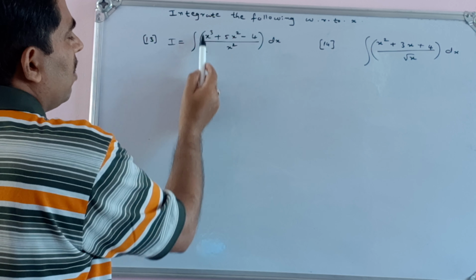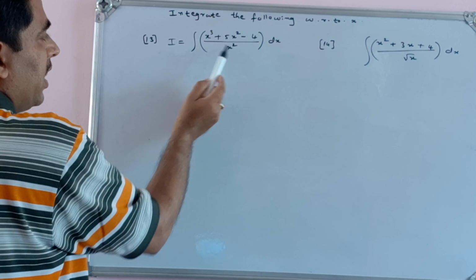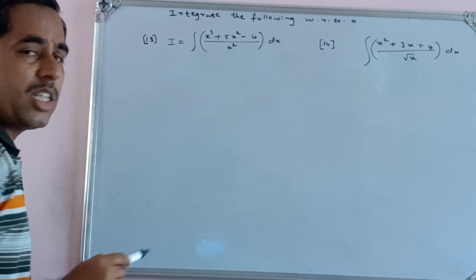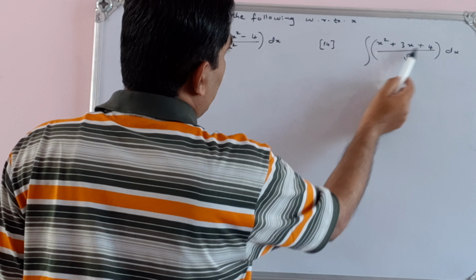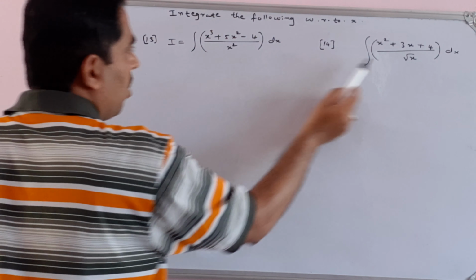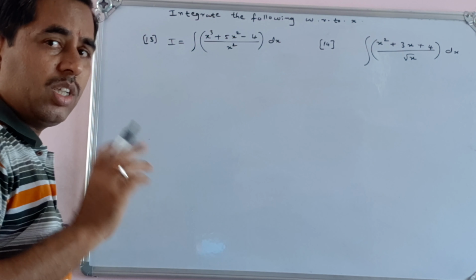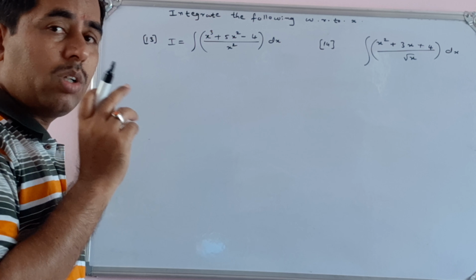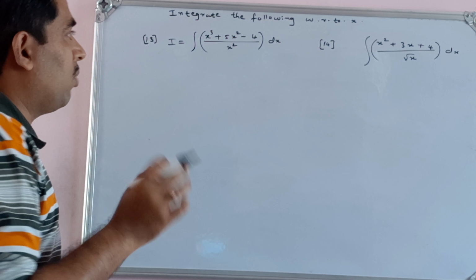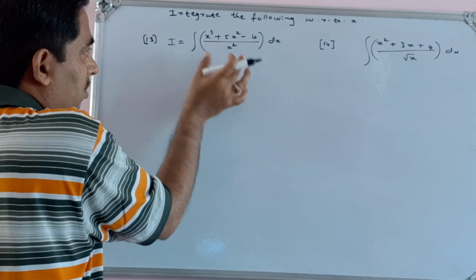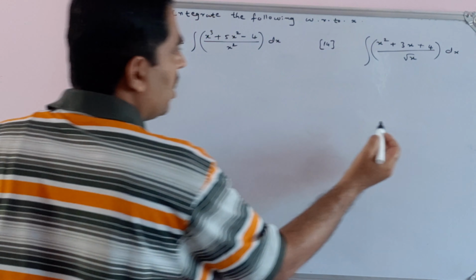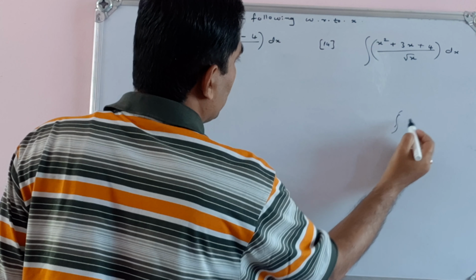In the numerator I have a polynomial, and in the denominator I have a monomial. In the numerator it is a trinomial, and in the denominator I have only one term, that is a monomial. Here, what we need is the technique to integrate, not the formula. The given function is of the form trinomial divided by monomial, so here we can split the terms.